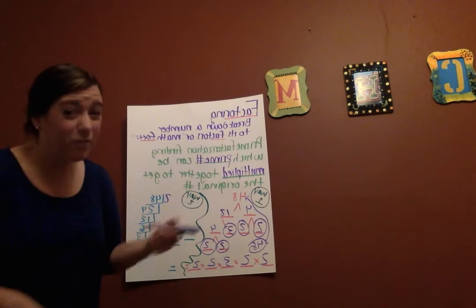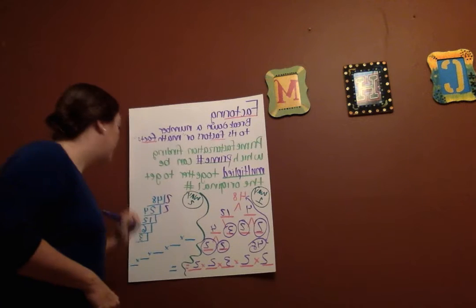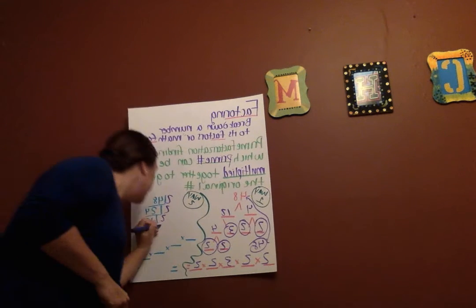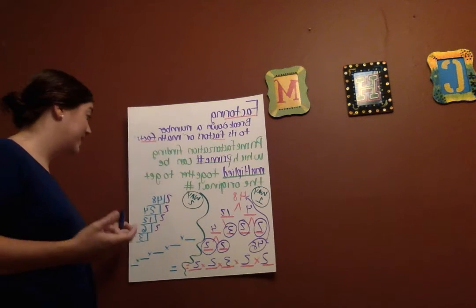Now I can break down 24 again because it's even. So 24 divided by 2 is 12. 12 divided by 2 is 6. 6 divided by 2 is 3. So once I have a number that is a prime number down here, I stop.